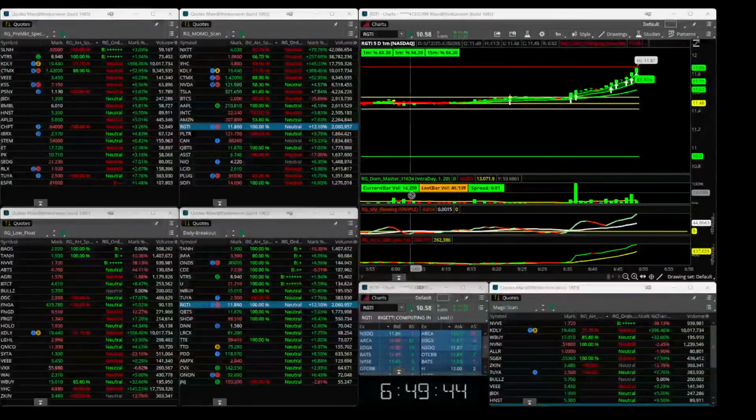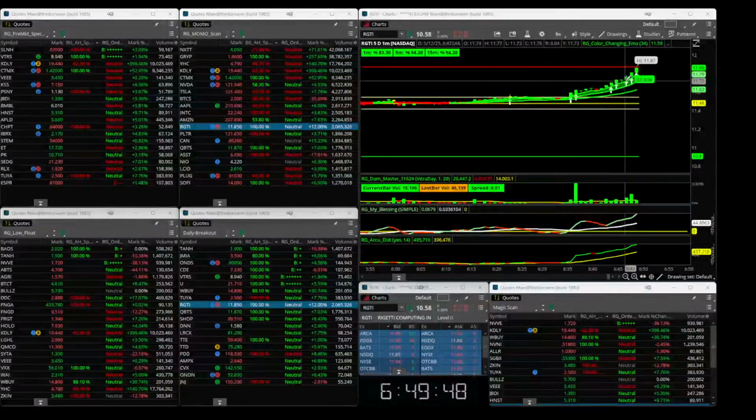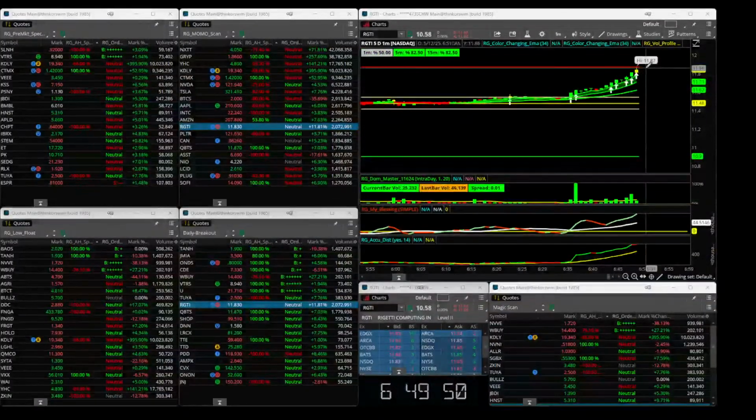Volume is really slow. But since it's rising, it may hit some of them scanners out there and just take off. So we'll watch it for a little bit.